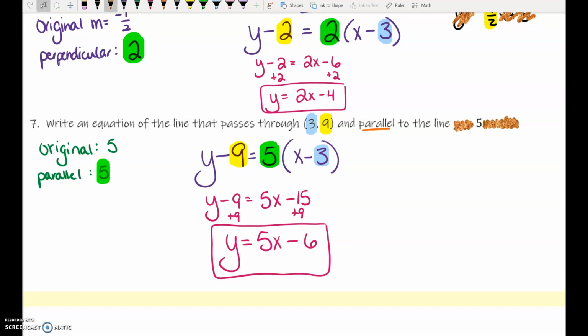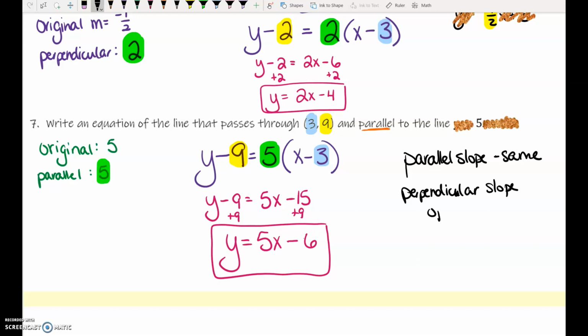Okay, since there's a few more minutes left on this recording, I think I will just add in here, remember that parallel slopes are the same. Perpendicular slopes are opposite reciprocals.